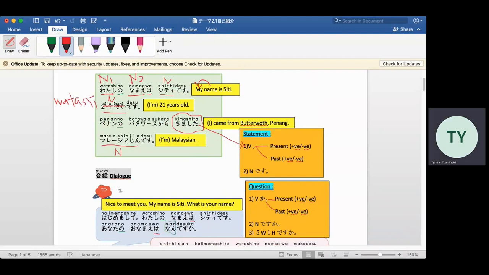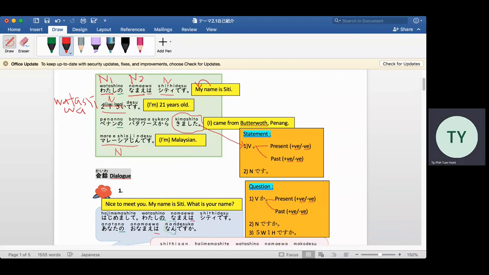Watashi. Okay. Cannot use no. You have to use watashi wa. Bukan no. Okay. Watashi wa 21歳です。I am 21 years old. Or as for me, 21 years old. Or speaking of me, 21 years old. Okay. Don't confuse particle wa and particle no.